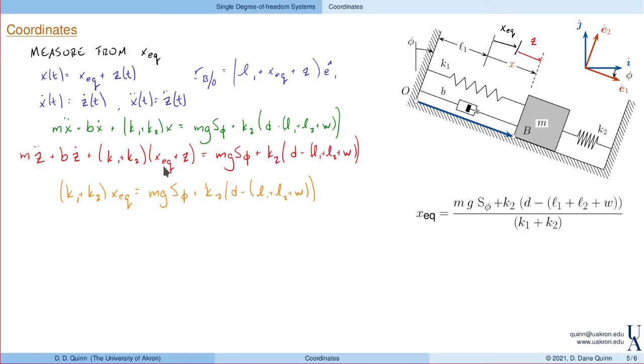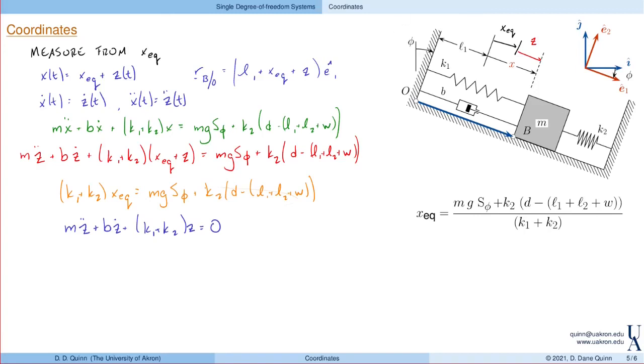So really, by measuring from static equilibrium, this term pops up on the left-hand side because it's k1 plus k2 times the equilibrium displacement. And then that actually will cancel out what's on the right-hand side. This was, in fact, how the equilibrium position was chosen. So at the end of this, we end up with mz double dot plus b times z dot plus k1 plus k2 times z equals 0.